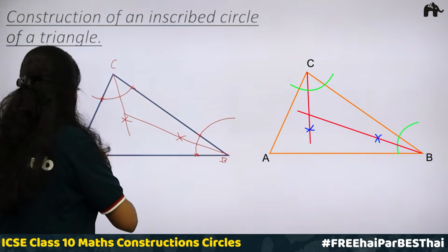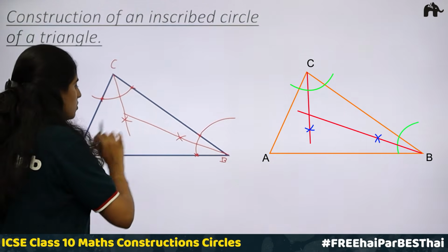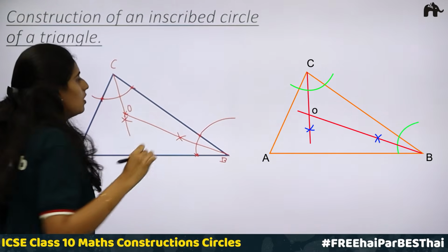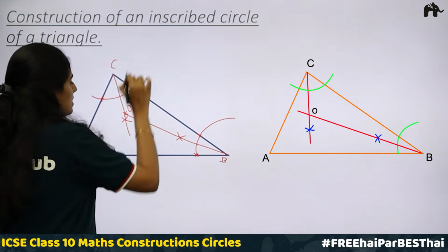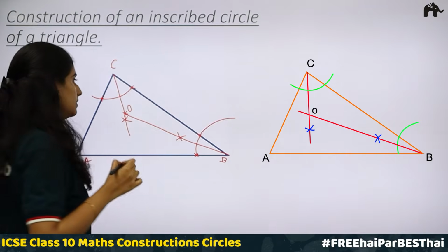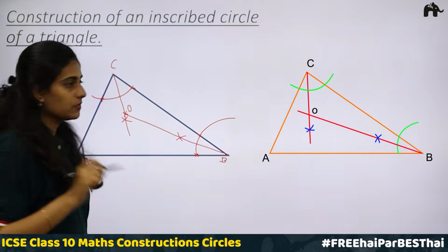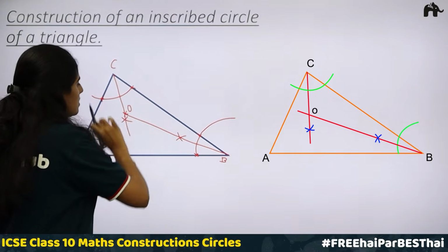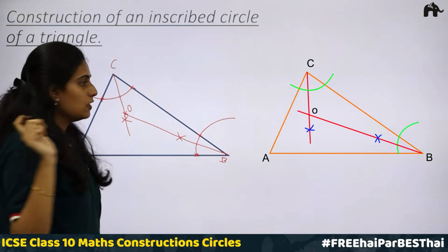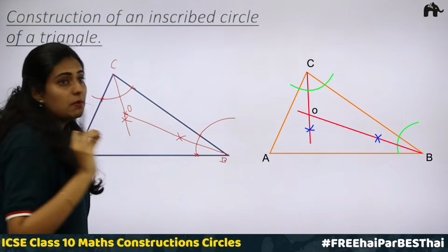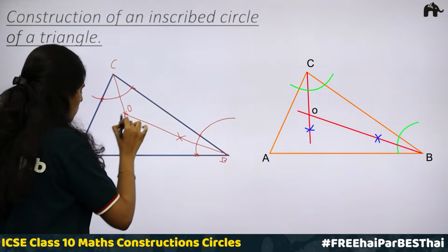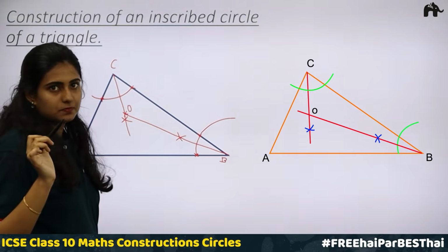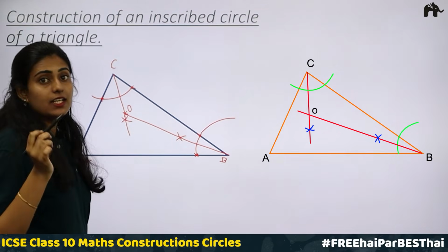Now when you draw the angle bisector of A, it also meets at this point. This point is the center of the inscribed circle and this center is called the incenter. Okay. Now with this incenter, we are going to draw the inscribed circle. For that, we have to draw the perpendicular from O to AB. How to draw a perpendicular? Perpendicular angle will be 90 degrees.